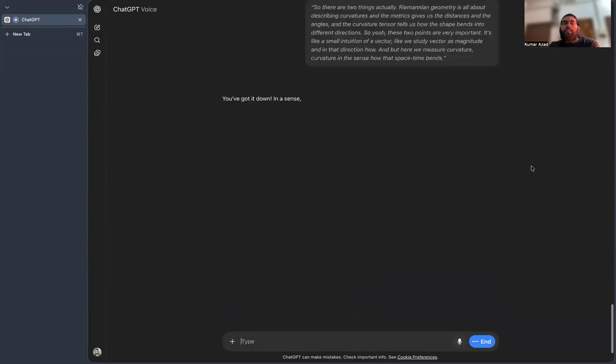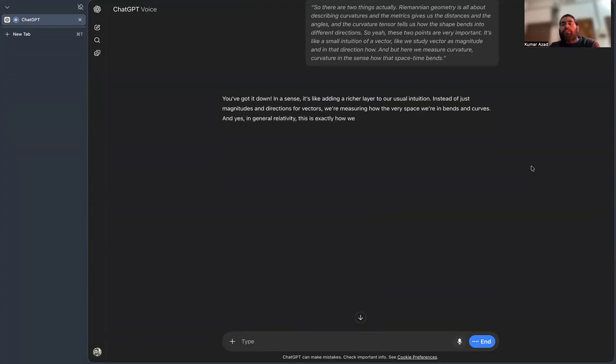You've got it down. In a sense, it's like adding a richer layer to our usual intuition. Instead of just magnitudes and directions for vectors, we're measuring how the very space we're in bends and curves. And yes, in general relativity, this is exactly how we describe space-time itself. So you're spot on. Understanding curvature is understanding how the shape of space and space-time influences everything within it.